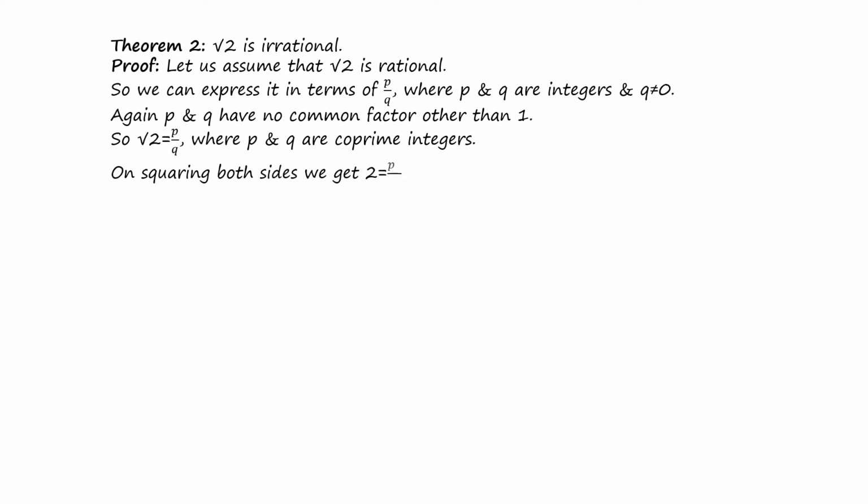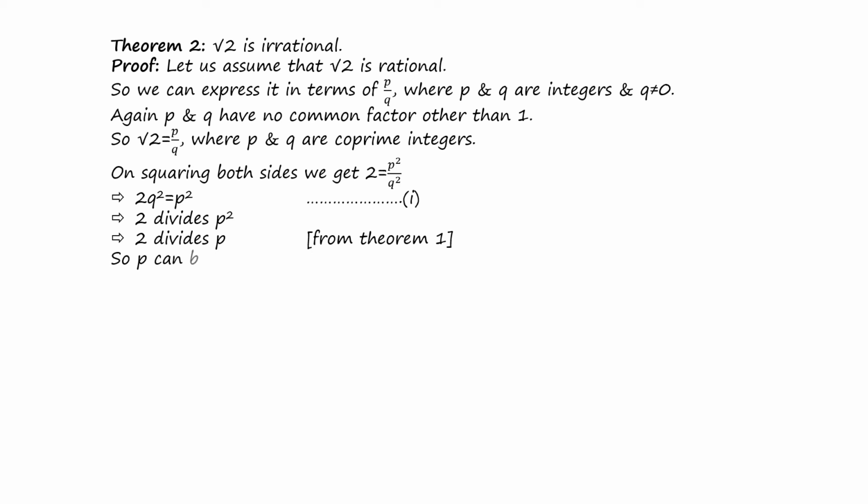So on squaring both sides, we get 2 equal to p square by q square, or 2q square equal to p square. Let this be the first equation. So this implies 2 divides p square. But as per theorem 1, if 2 divides p square, it means 2 divides p, so we can write p as a multiple of 2. That means p can be written as 2m, where m is an integer.